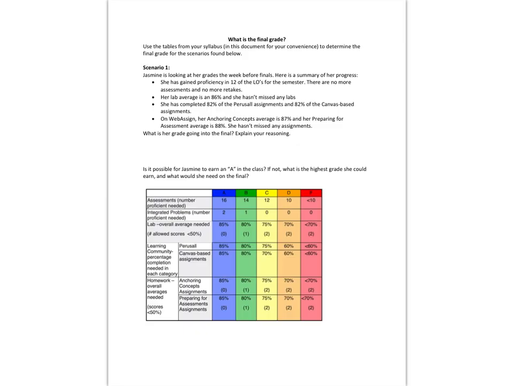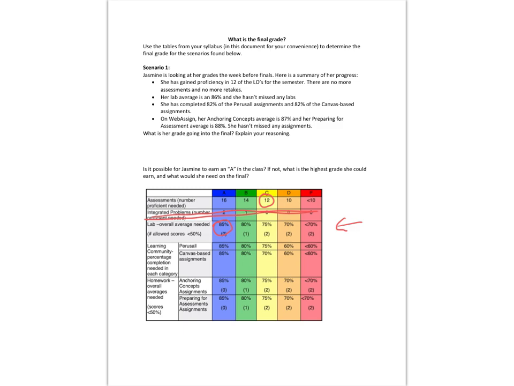All right, so our first scenario, the first thing we're going to do is fill out this table, because this table's information will allow us to use the flow chart that's going to be on the next page. Okay, so Jasmine has earned proficiency in 12 of the LOs for the semester. So that puts her at the C level for the assessments. We don't have any integrated problems, so. Her lab average is an 86, which puts her at the A level.